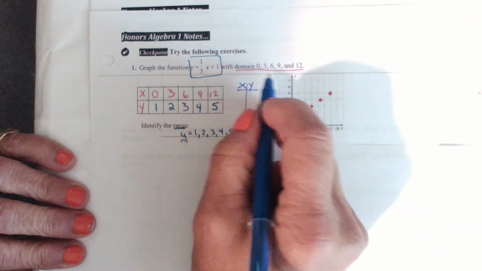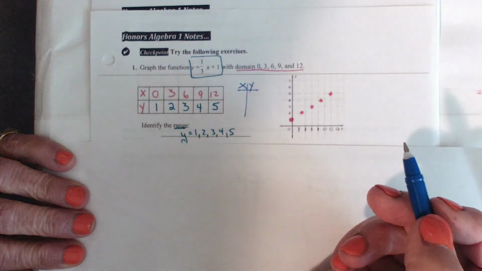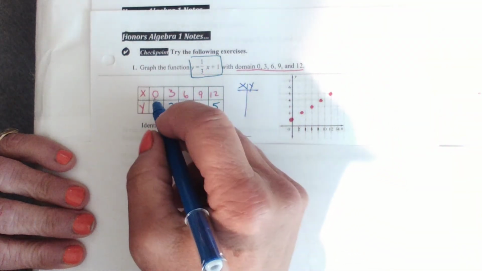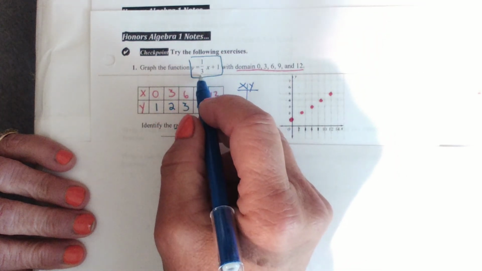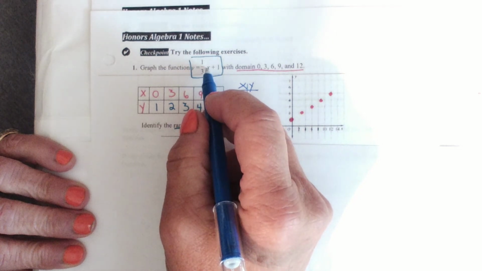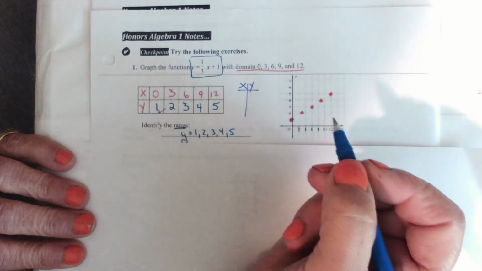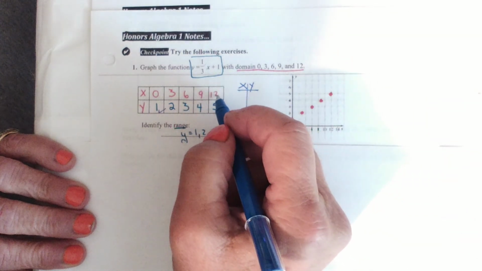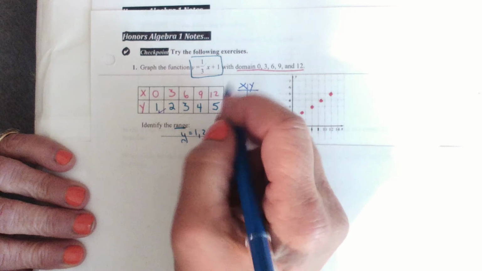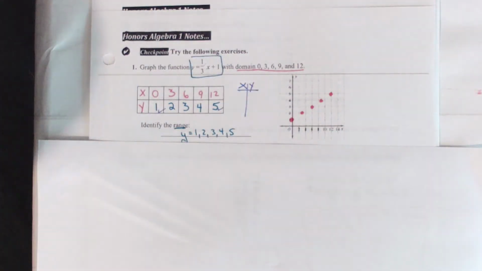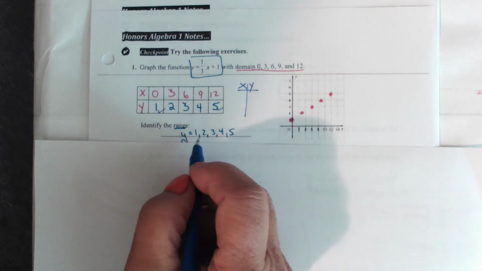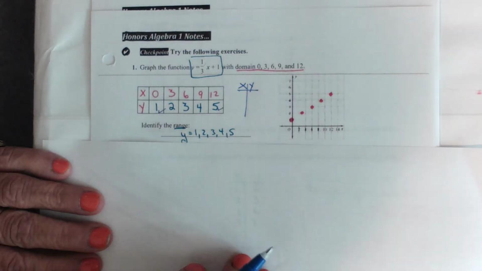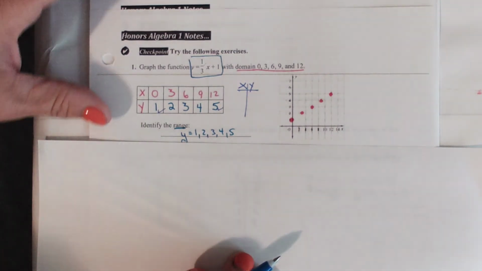So you're going to put in your domain. Then you're going to take these numbers, plug them into this equation to find your y values. So 1/3 of 0 is 0 plus 1. And then 1/3 of 12 is 4 plus 1. And I'm sure you got that perfectly correct. All right. So now the range is the y values. So that was easy peasy.